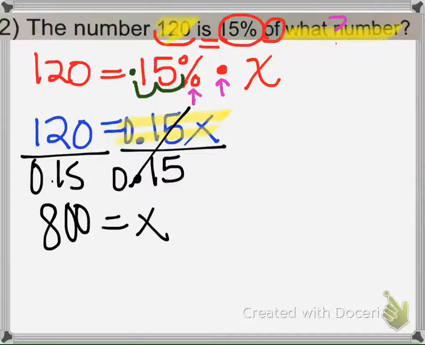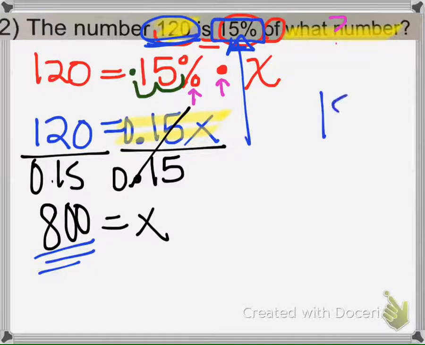Now notice we had here 120 and then we got 800. Those numbers are about 700 away. They're pretty far numbers apart. Now look at our percentage that was in the problem. The percent is low. 15% is low. The distance between these numbers should be further away.